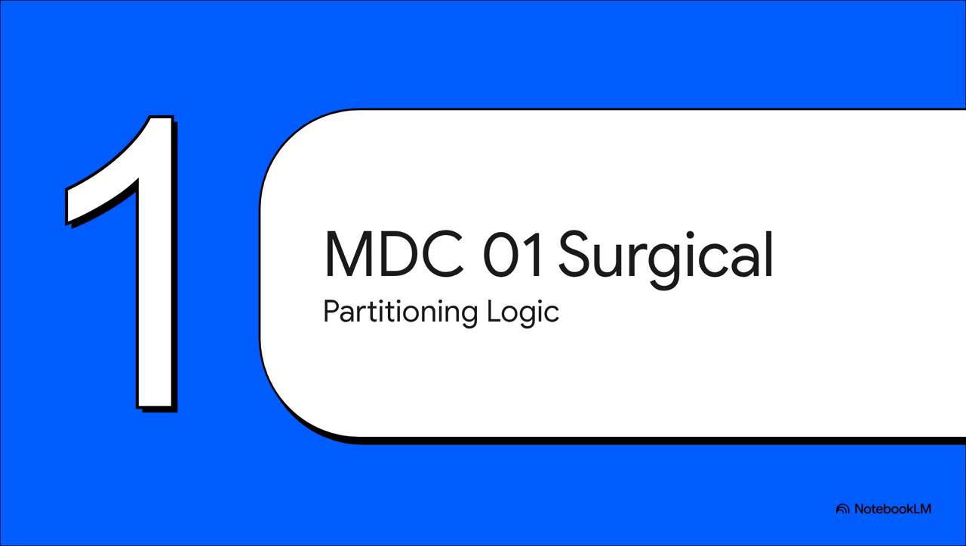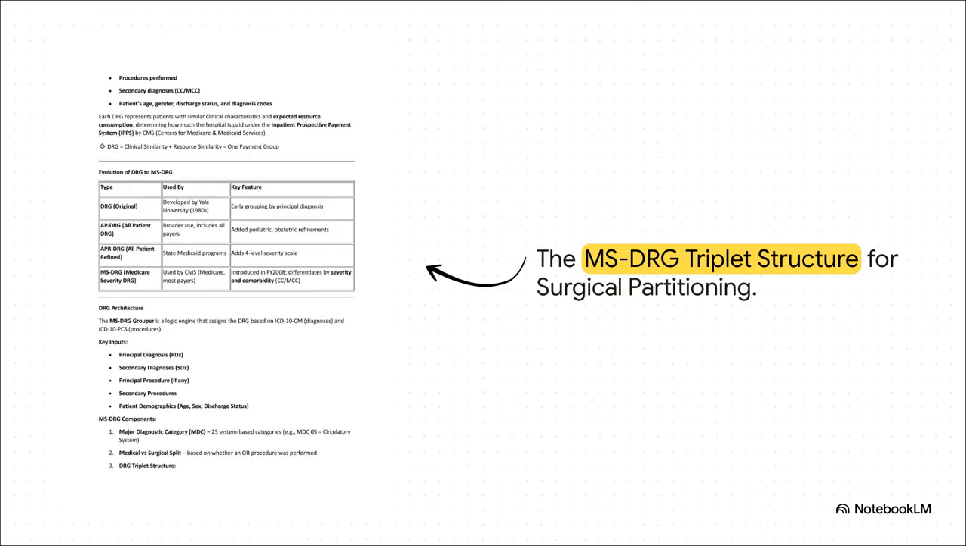MDC-01 surgical partitioning. So if you picture the fundamental rule of MSDRG grouping, it's basically a massive hierarchy. Within most major diagnostic categories, including MDC-01, cases are first split into two main buckets, medical and surgical. The golden rule you gotta remember here is that if a procedure happens that meets the CMS definition of a major operating room procedure, that procedure literally overrides the medical diagnosis. It yanks the case right into a surgical DRG.